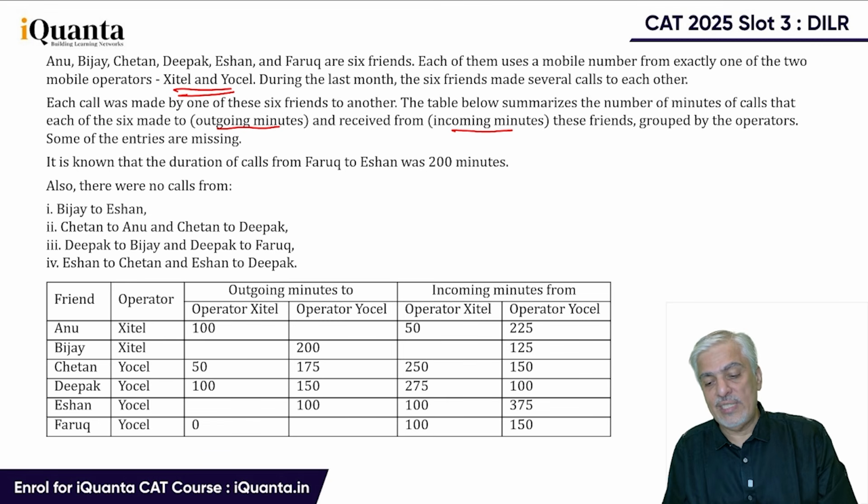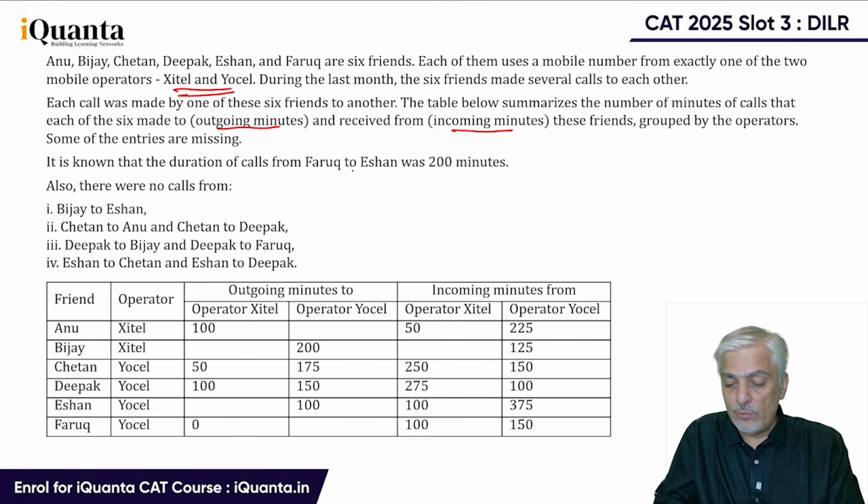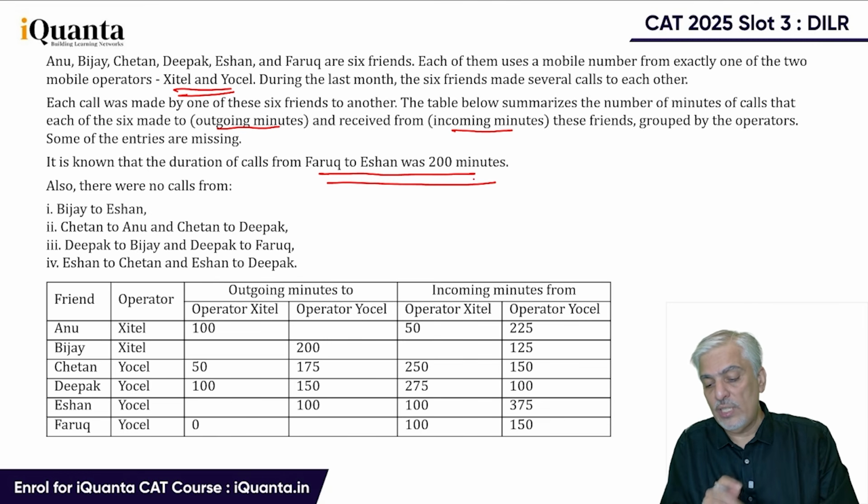Some of the entries are missing as usual. It is known that the duration from Farooq to Ehsan was 200 minutes. So one particular data they have given to us: Farooq has called Ehsan for 200 minutes. We'll come to that. Also, there were no calls from B to E, C to A, and some 4 different conditions they had given where there were no calls. That means these people did not call each other at all.